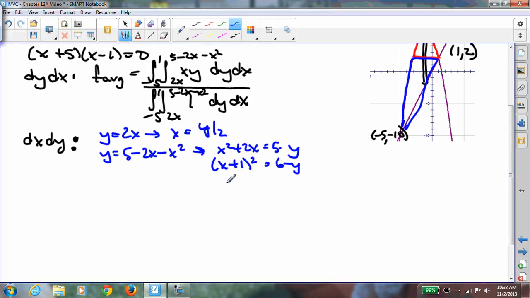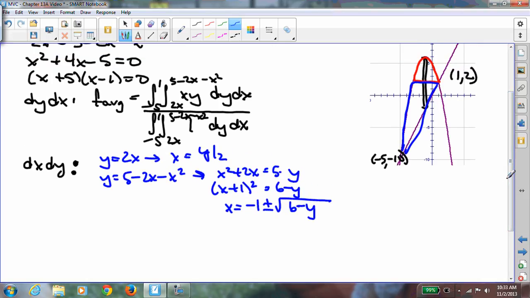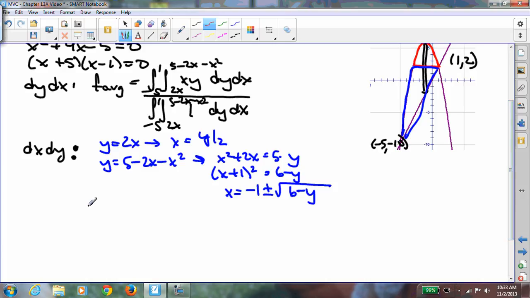And solving for x, we're going to get x equals negative 1 plus or minus the square root of 6 minus y. So that makes sense because I should have two equations, one for the left side of the parabola and one for the right side of the parabola. So I'm going to start with the region here in red. The region in red, if I write this average formula, it would be the integral of xy dx dy.